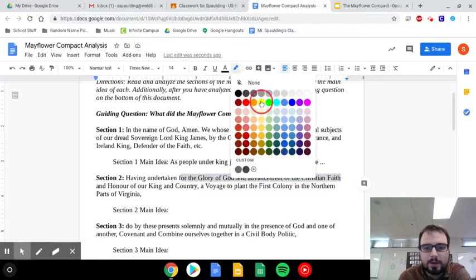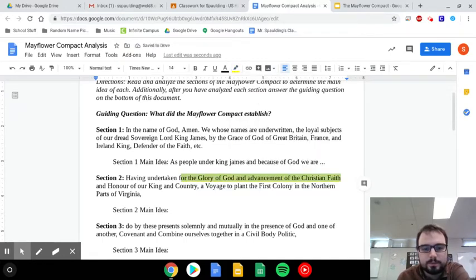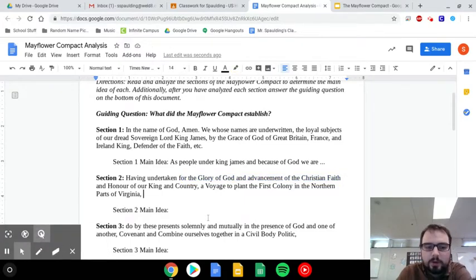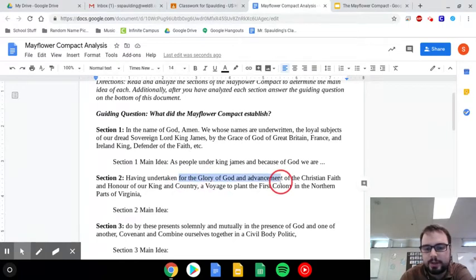If you remember back, our question is, we're going to go ahead and mark the text in this section according to what we think the main idea is. Well, basically, in this section, they're talking about why they're doing this. Why did they move? Let's go ahead and highlight the couple of sections that answer that. First, they say for the glory of God and advancement of the Christian faith. That's one of the reasons that they've decided to do this. The second is to plant the first colony in the northern parts of Virginia.